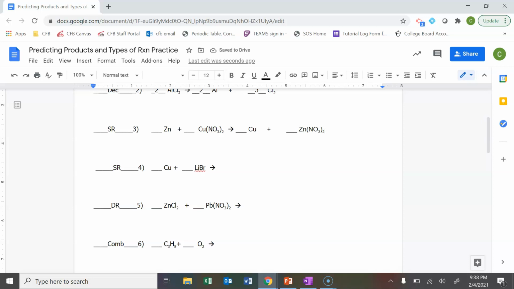Now we just want to balance it. Zinc is already balanced. Copper is already balanced. I have 2 NO3s. I could balance that as a group, and there are 2 NO3s over here. This is already balanced. I don't need any coefficients. If you'd like to put 1s, you can, but that's not even required.